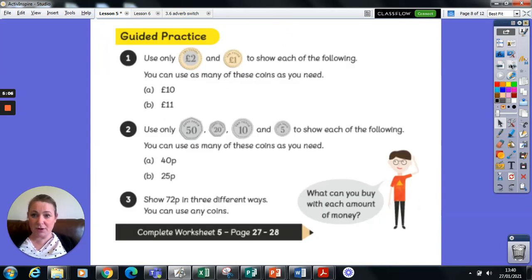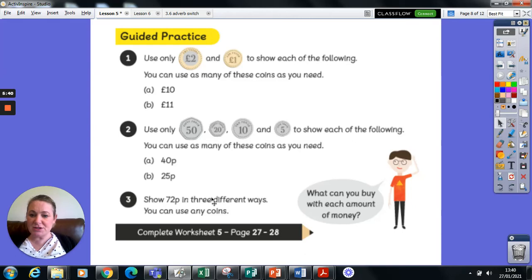Okay, and on to our guided practice. Now this time, for the first question, you can only use £2 coins and £1 coins, and you need to make the following amount. And again, there are different solutions that may well be correct for this. So you need to make £10 and £11. Then I want you to have a think about how you can use just these coins, the 50, the 20, the 10 and the 5, to make the following amounts of money. And you can use as many of those coins as you need.